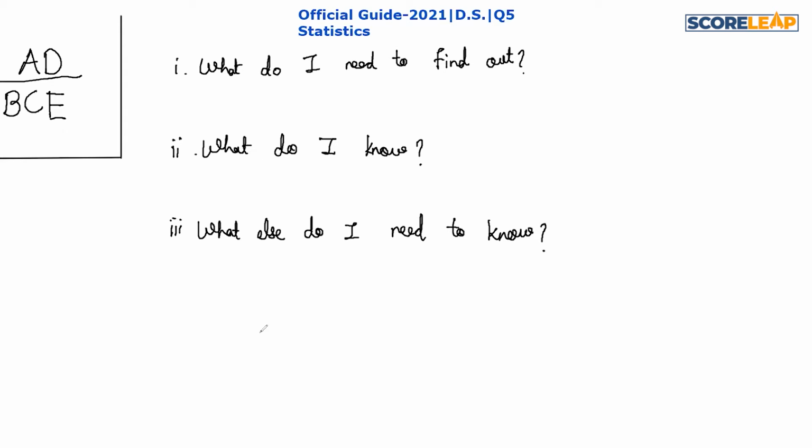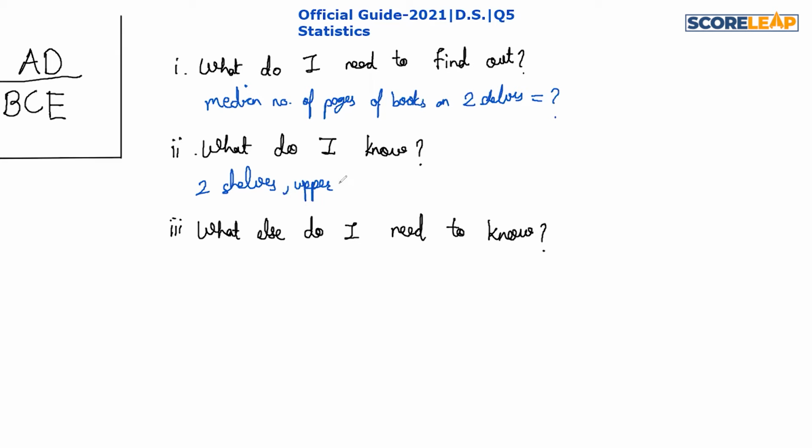The question asks: what is the median number of pages of all the books on two shelves? So this is what we need to find out. What do I know? We know from the question statement that a certain bookcase has two shelves of books. So there are two shelves first of all, one is the upper shelf and the lower one.